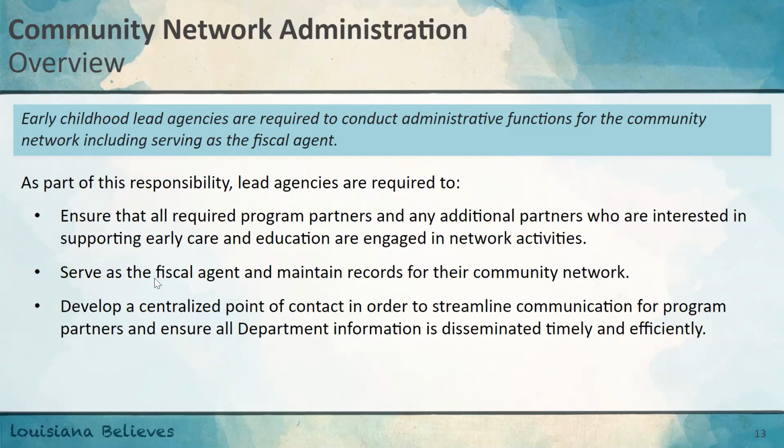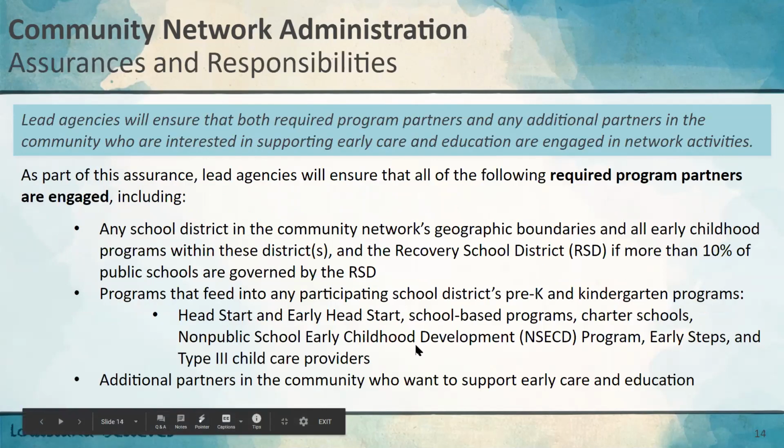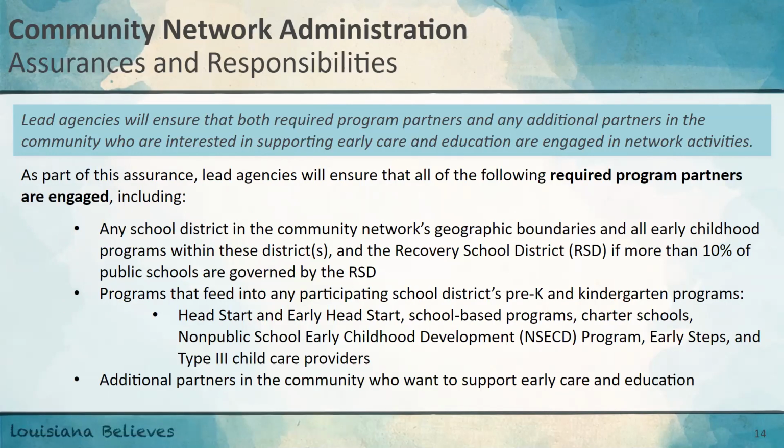All right, next slide. All right, so we'll go into the first assurance. This speaks to the assurance of engaging the required program partners. Required program partners include any school district in the community network's geographic boundaries and all early childhood programs within these districts. And if applicable, a recovery school district if more than 10% of public schools are governed by a recovery school district.